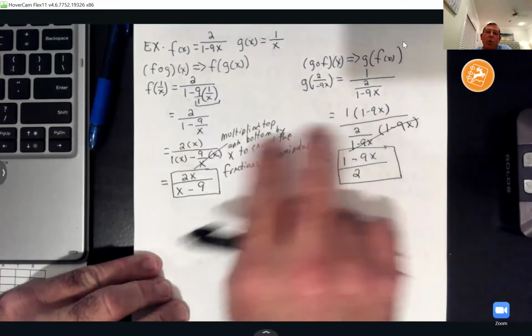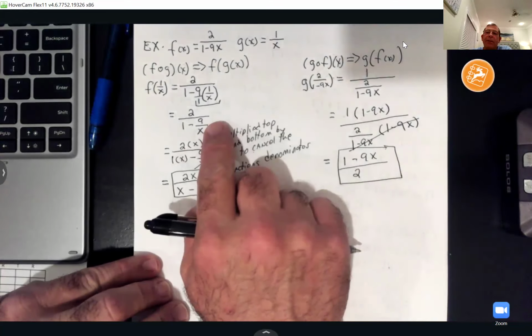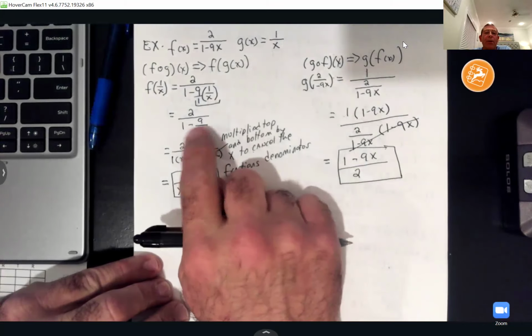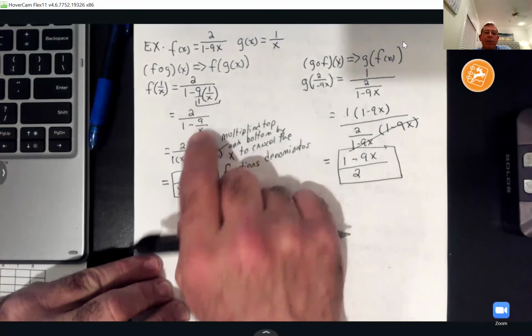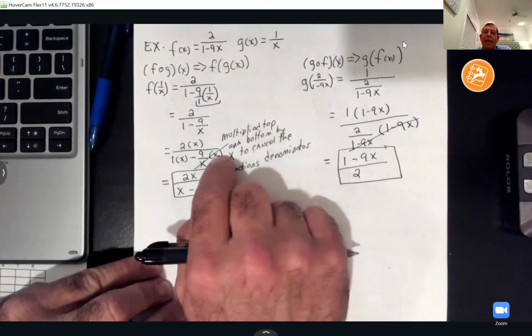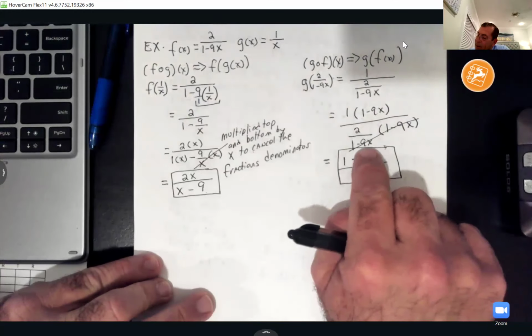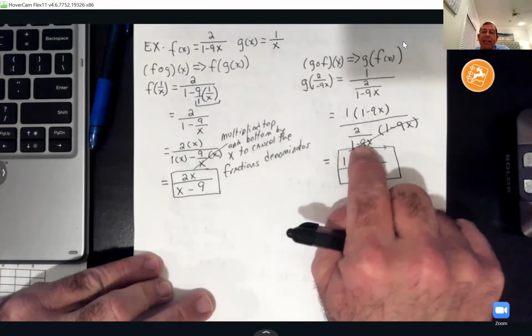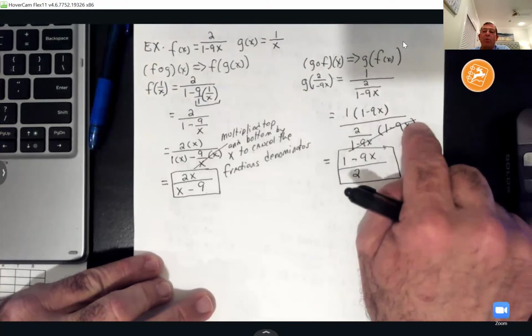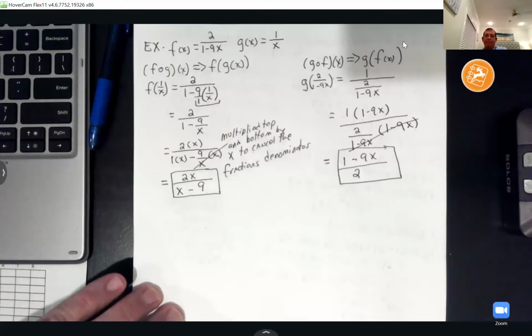So the moral of the story, to get rid of these extra fractions: over here, I had 3 parts, so I multiplied all 3 parts by the x. Over here, this 1 minus 9x was the only denominator, so I multiplied the top and bottom by that, okay?